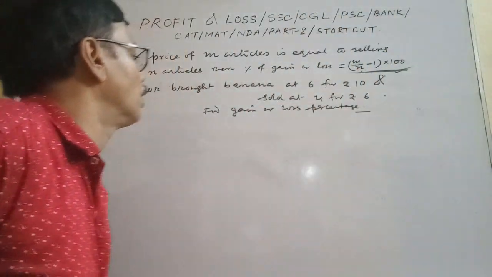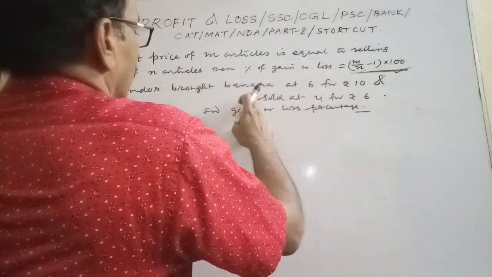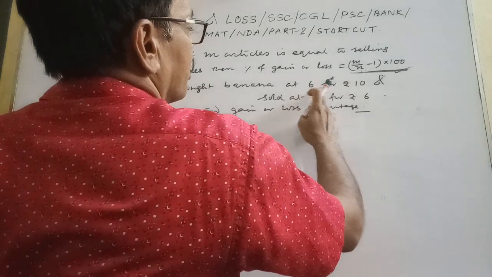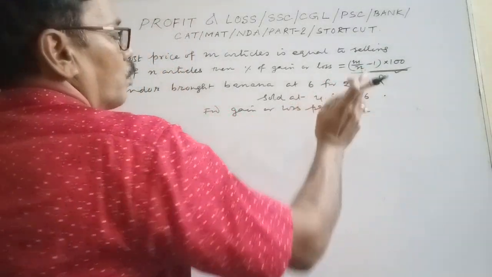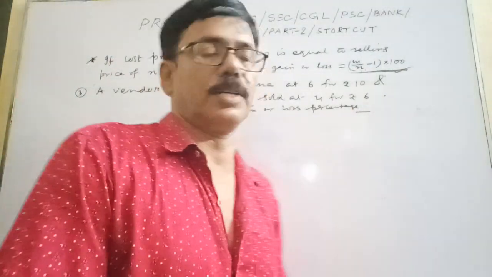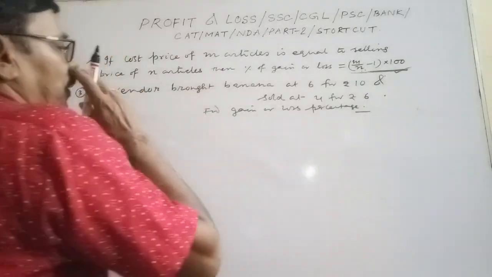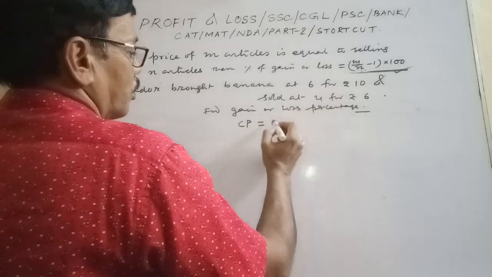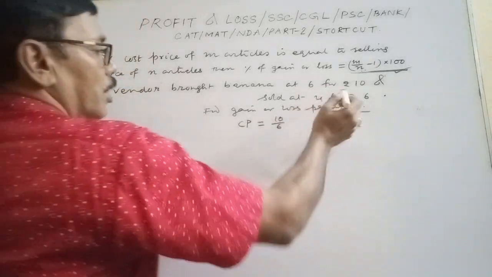Now one more problem. A vendor bought bananas at 6 for rupees 10 and sold at 4 for rupees 6. Find the gain or loss percentage. Now, what is CP? CP equals 10 by 6. What is SP?